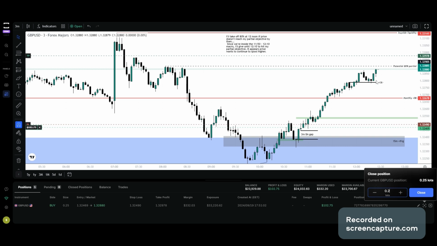Because if it really gets animated above it, then I'll just let it run to my full TP. At this point, I'd much rather just have that happen anyways. If anything, I may just move my stop right here under the low of this bearish order block, and let it run to my full objective.